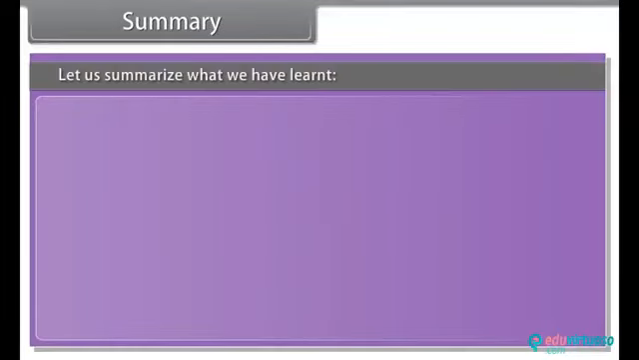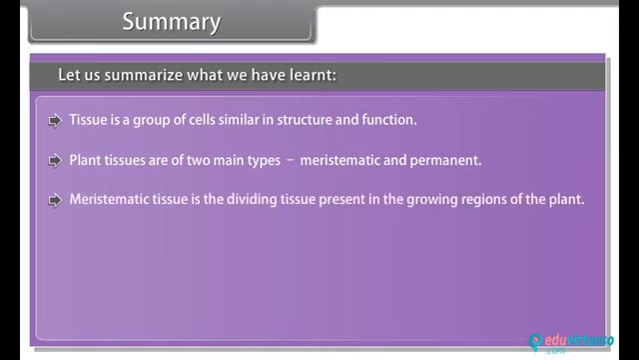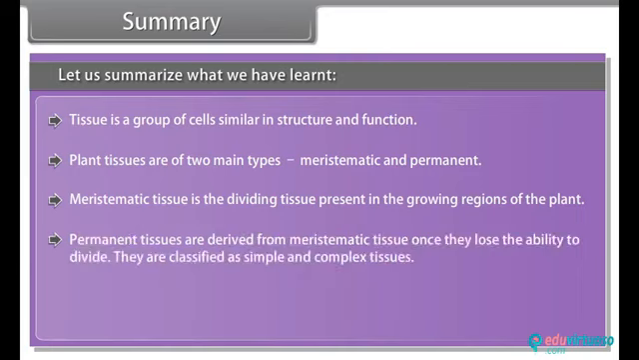Summary. Let us summarize what we have learned. Tissue is a group of cells similar in structure and function. Plant tissues are of two main types, meristematic and permanent. Meristematic tissue is the dividing tissue present in the growing regions of the plant. Permanent tissues are derived from meristematic tissue once they lose the ability to divide. They are classified as simple and complex tissues.